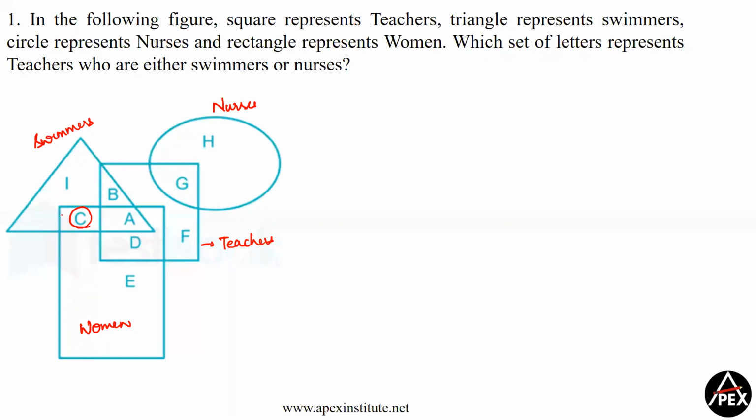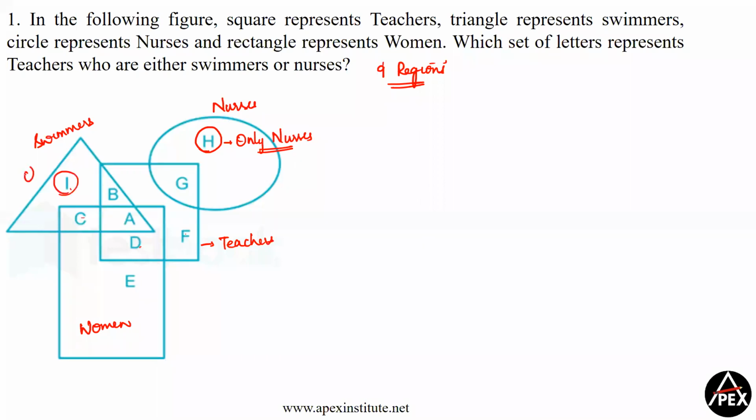Okay. What does this figure represent? It was divided into 1, 2, 3, 4, 5, 6, 7, 8, 9 regions. Nine regions, isn't it? Okay, let's go from here. What does this H represent? Only nurses, isn't it?